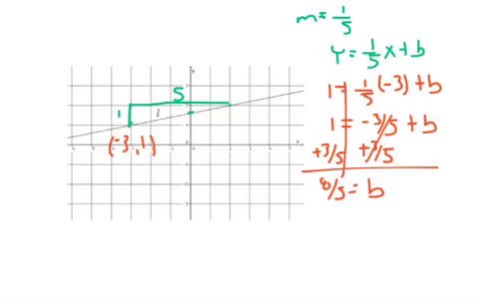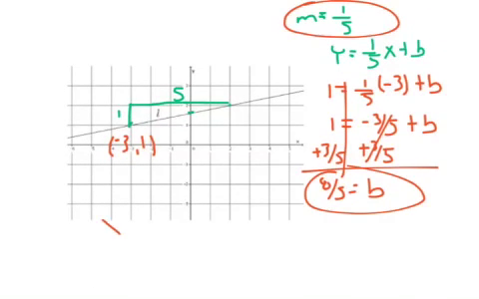So I have my y-intercept, I have my slope. Let's write my equation. Y equals 1/5 x plus 8/5.